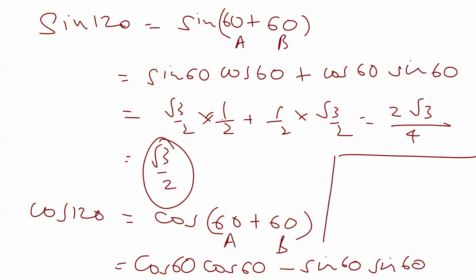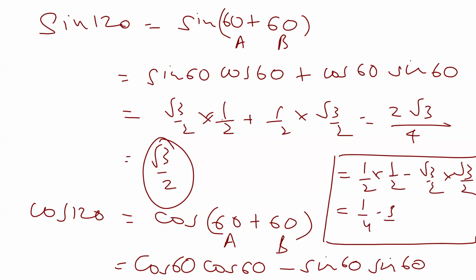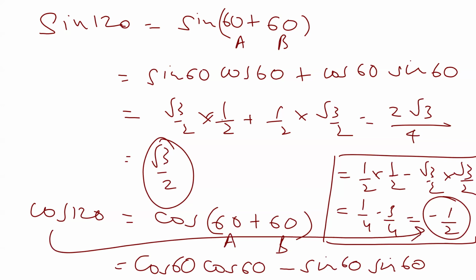Okay. So this will be half into half minus root 3 by 2 into root 3 by 2, which is equal to 1 by 4 minus 3 by 4, that is minus 2 by 4, which is minus half. Okay. Cos 120 is minus half. Then tan, cot, sec, cosec, you can take reciprocals and solve. Fine. So that's how we have verified using compound angle formula. Both the methods I've given you. Okay. Let's start with question number 5.